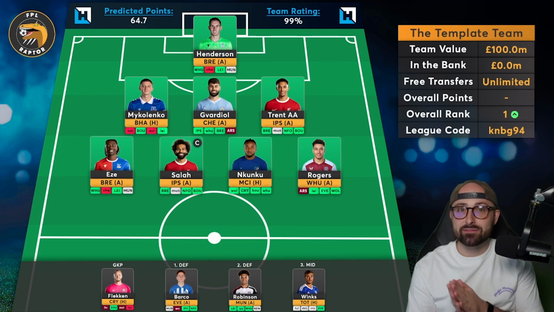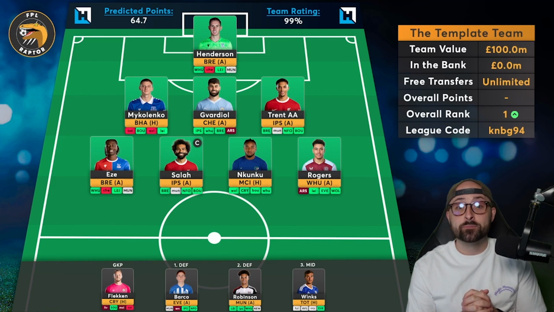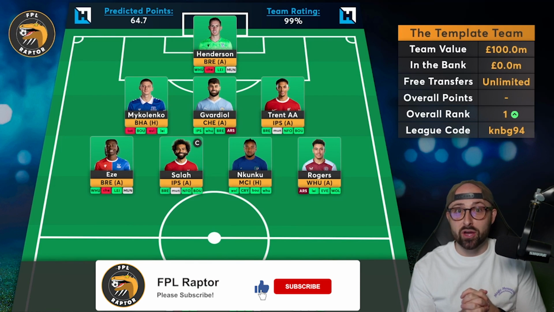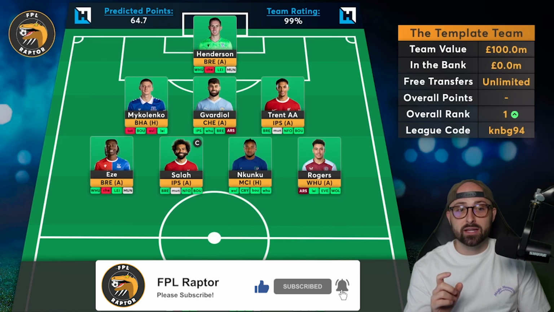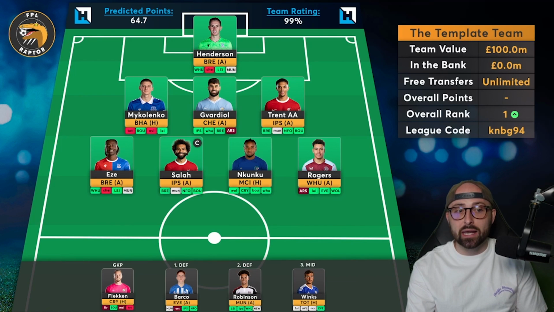Eze was owned by 76% of the teams that I looked at, which was very, very high. Salah lower at 74 and then Nkunku at 69. In 4th place was Saka with 31%. So we'll look at the percentages in more detail in the final section. But just to give you an idea about how clear Eze, Salah and Nkunku are, they are all owned by about 3/4 of managers. And then after that, there really isn't a template with the remaining midfielders.